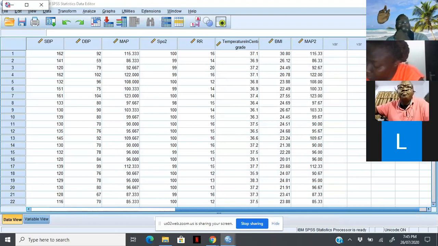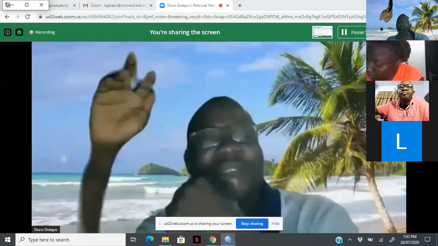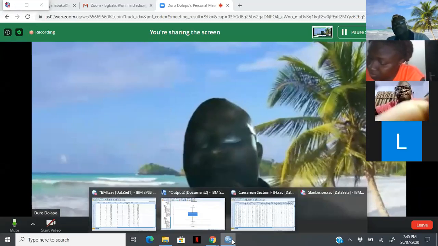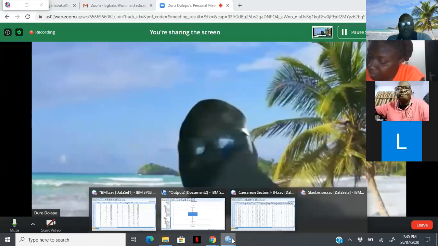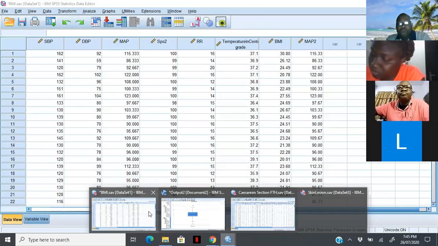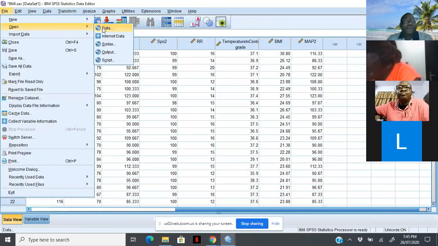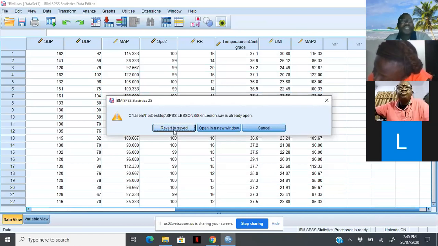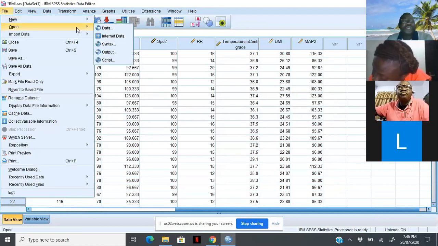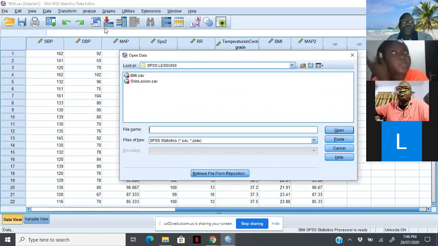Let me find it. What did I do? It should be there. You know what? Go back to your BMI and go and open. Go and look for it. Go and open under file. Now under file, open data. Click on data.